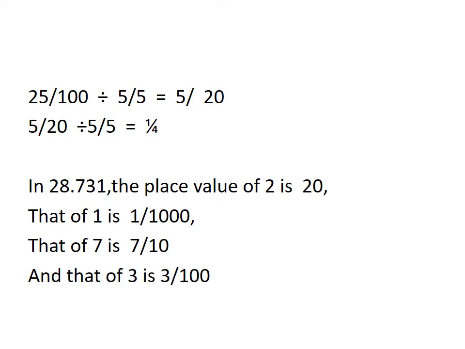Next, in 28.731, the place value of 2 is 20. 1 is 1 upon 1000. 7 is 7 by 10. 3 is 3 by 100. It is ones, tens and hundreds.